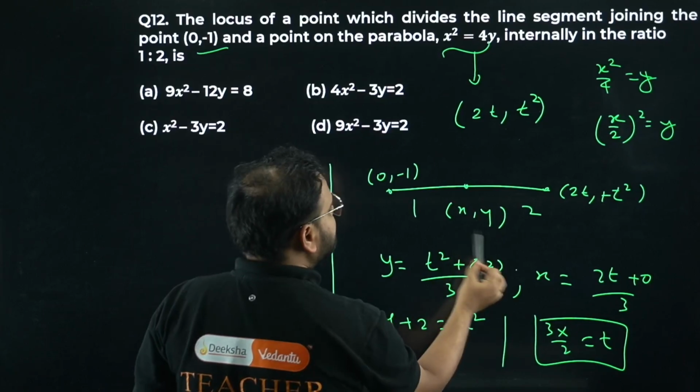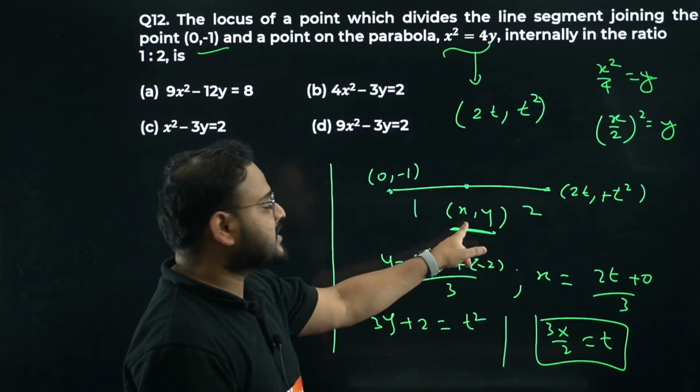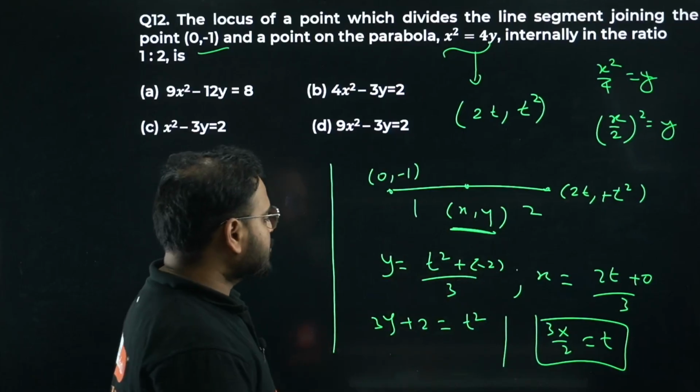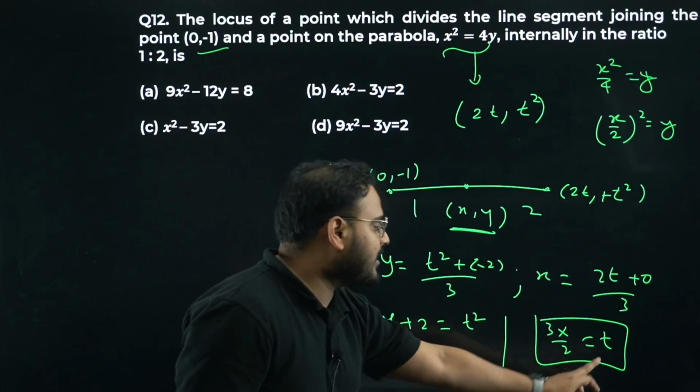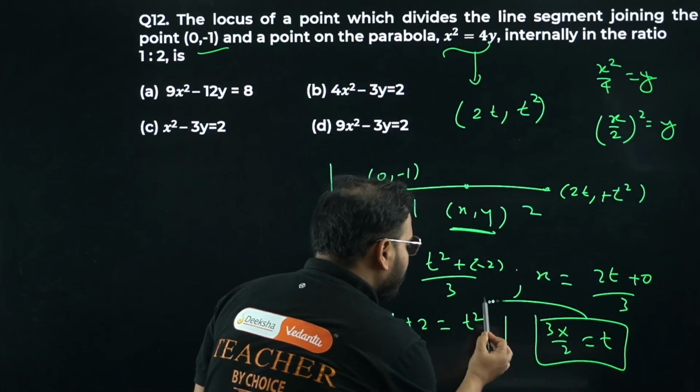So basically this point's equation in x and y. They're looking for the locus of this point, so an equation in x and y. Okay, so I want to eliminate the variable t. How can you do that? Square this t over here and put it in place of this.